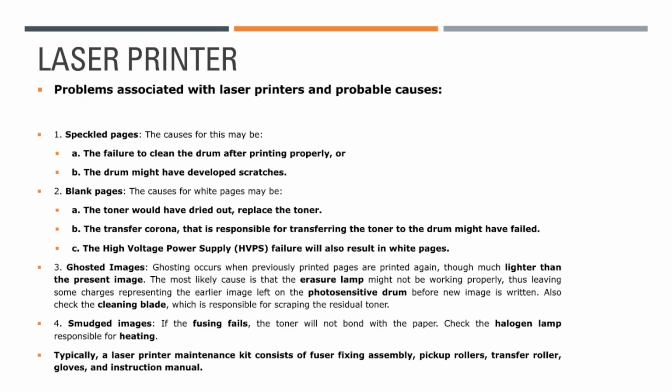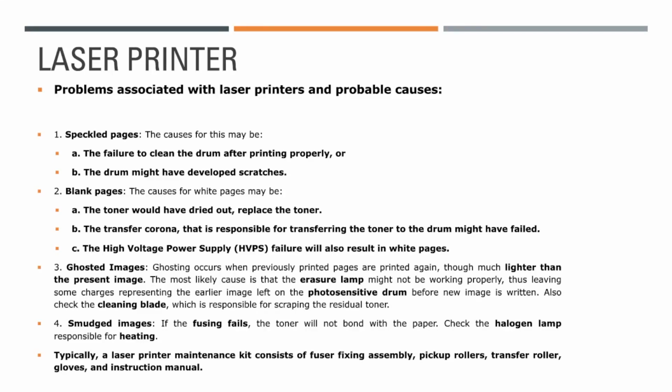Ghosted images. Ghosting occurs when previously printed pages are printed again, though much lighter than the presented image. The most likely cause is that the erasure lamp might not be working properly, thus leaving some charges representing the earlier image left on the photosensitive drum before the new image is written. Also, check the cleaning blade, which is responsible for scraping the residual toner.